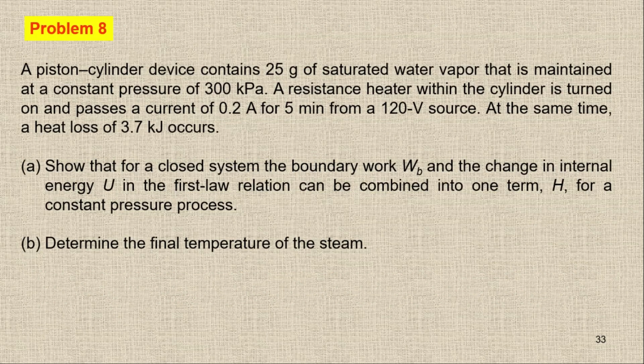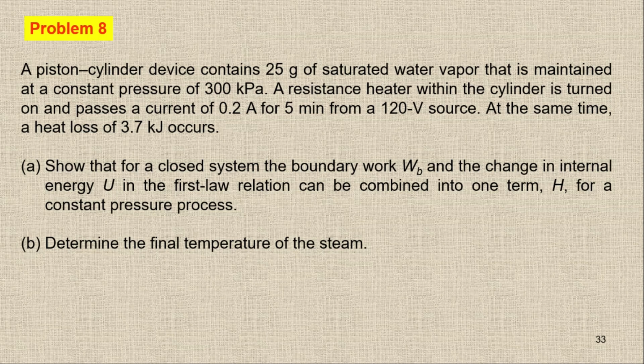Now we have a simple question here. We have a piston cylinder device that contains 25 grams of saturated water vapor. Since it is water vapor, we have to check the properties from the table rather than use the ideal gas equation. The 25 grams of saturated water vapor is maintained at a constant pressure of 300 kilopascal. So in this case, the pressure is constant, which is 300 kilopascal.